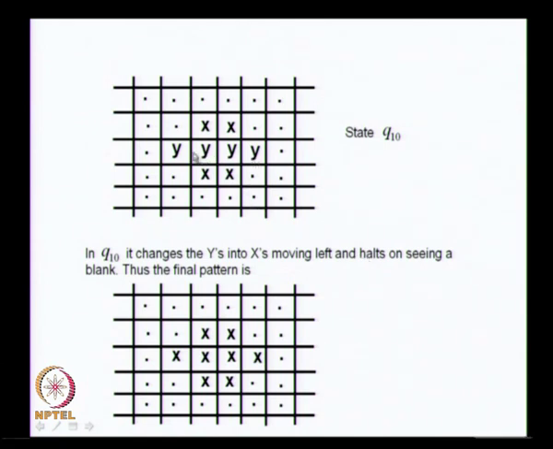It keeps on doing this, and when it sees this blank, it knows that it has exhausted the rows with which it started, and so it halts at this position and halts on seeing a blank. Thus, the final pattern is this. This way, we can get a pattern from another pattern. This is a very simple example just to illustrate how a 2-dimensional tape Turing machine works.